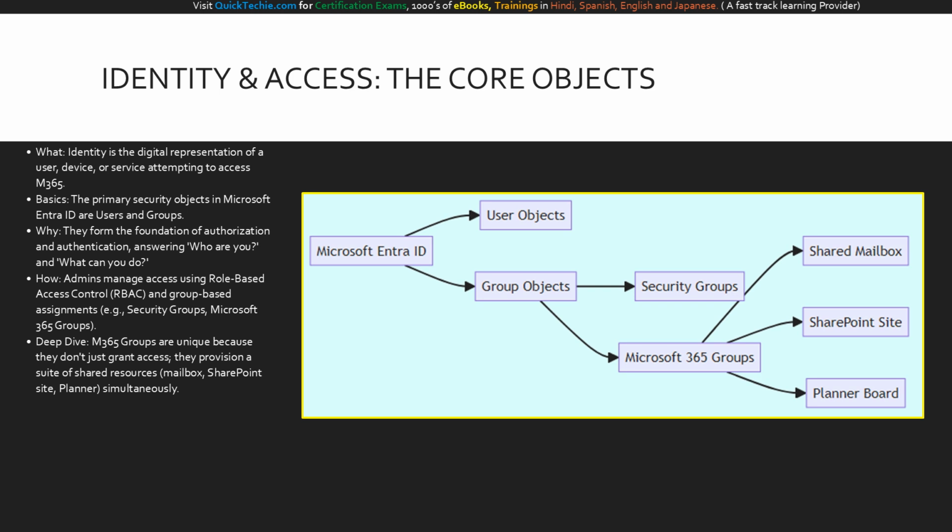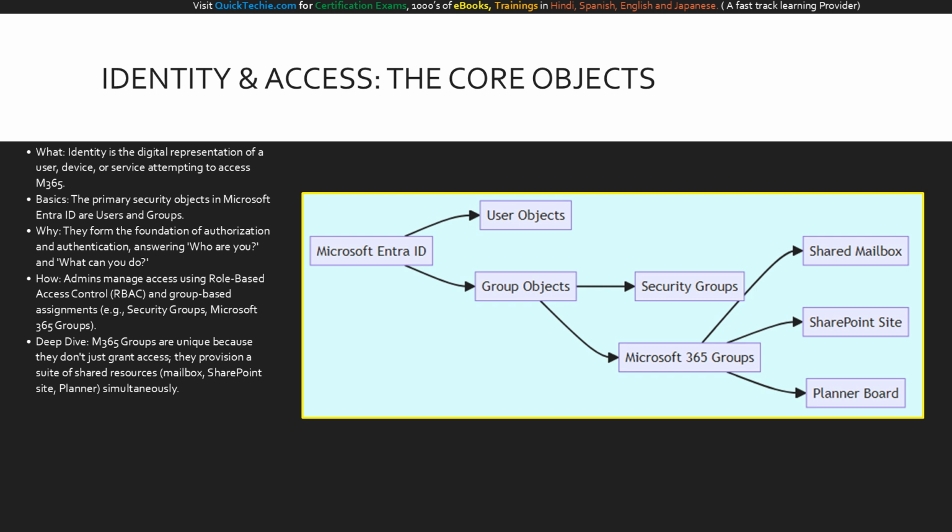When you create an M365 group, you aren't just creating a security boundary, you are instantly provisioning a shared Outlook mailbox, a group calendar, a SharePoint document library, and a planner board. By mastering these objects and utilizing role-based access control, or RBAC, you ensure that users have exactly the right level of access, adhering to the principle of least privilege.